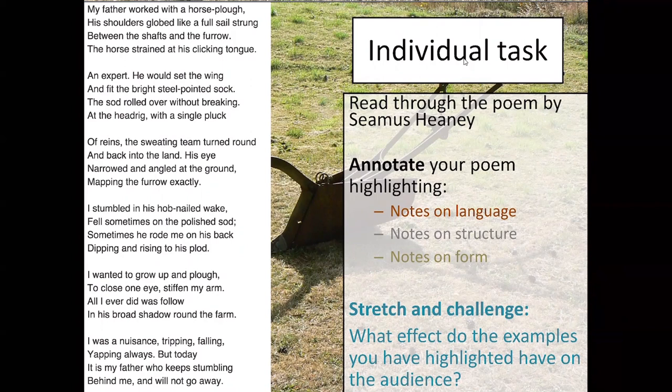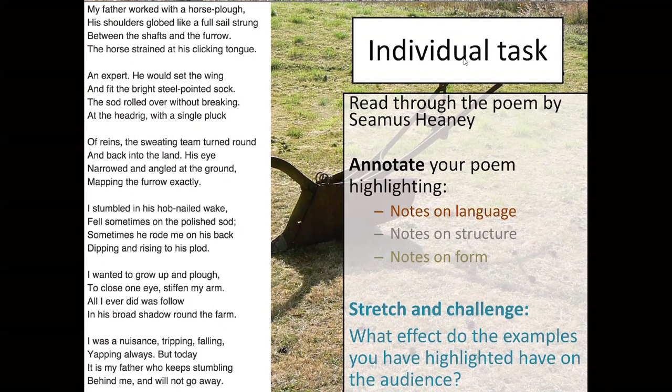So here we go. My father worked with a horse plough. His shoulders globed like a full sail strung between the shafts and the furrow. The horse strained at his clicking tongue. An expert, he would set the wing and fit the bright steel pointed sock. The sod rolled over without breaking. At the head rig, with a single pluck of reins, the sweating team turned round and back into the land. His eye narrowed and angled at the ground, mapping the furrow exactly.